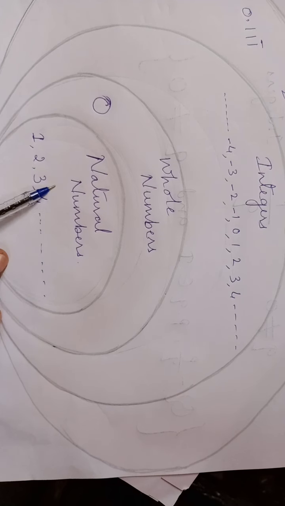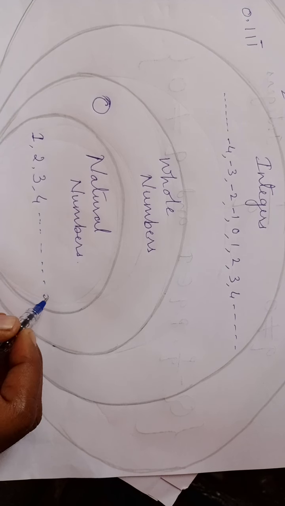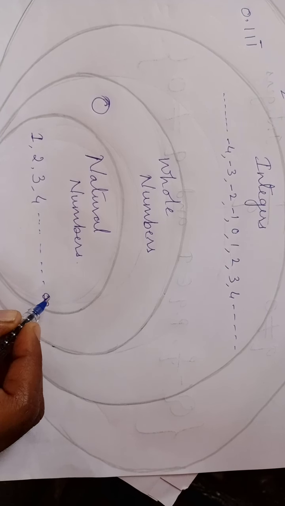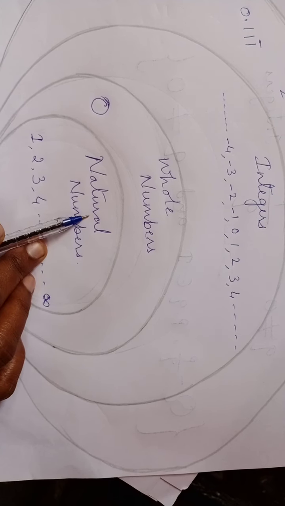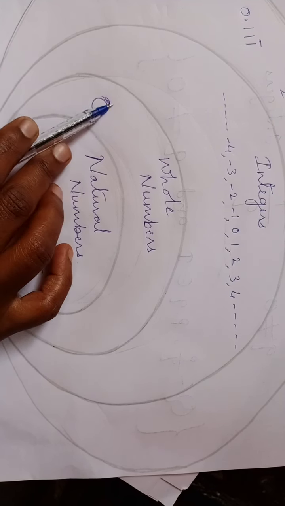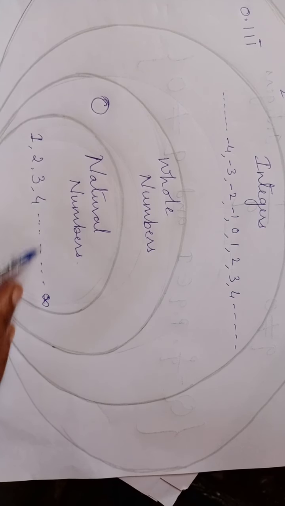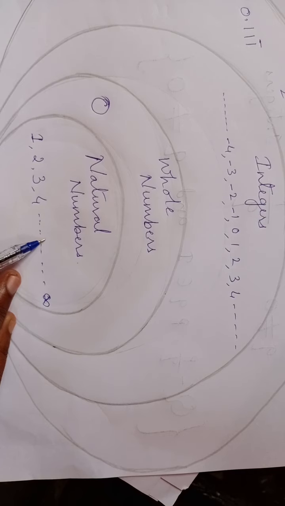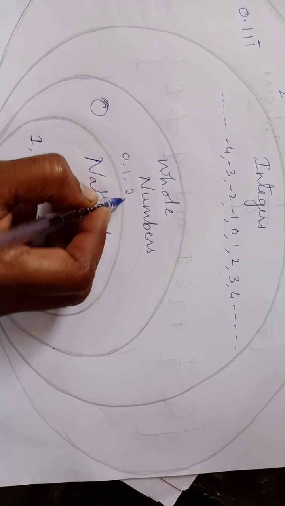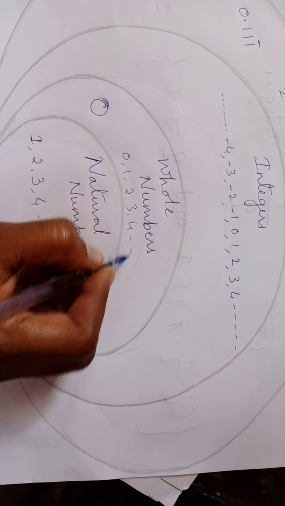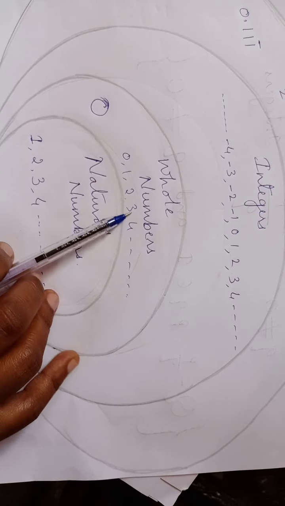As we all know, 1, 2, 3, 4, and so on up to infinity are called natural numbers. Now there is one more number, 0. When we add 0 to the series of natural numbers, it becomes 0, 1, 2, 3, 4, and so on, and these are called whole numbers.